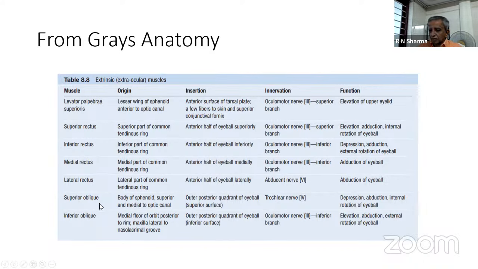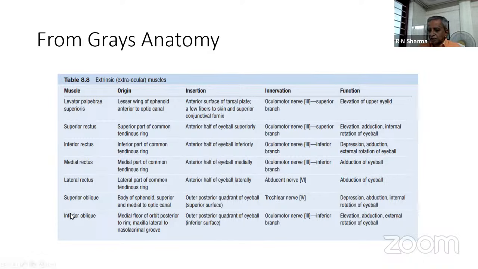Superior oblique has got two origins. One is the body of the sphenoid, superior and medial to the optic canal, and sometimes it arises from the ligament of Zinn. So the superior oblique and the other recti muscles which I have mentioned so far will be arising from the apex of the orbit, that is the ligament of Zinn or around.